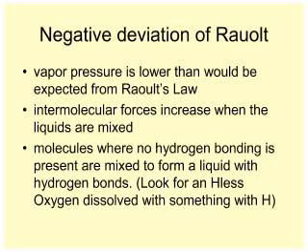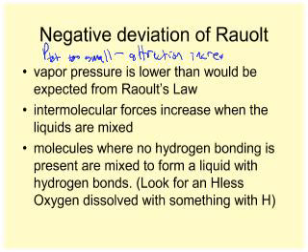Negative deviation of Raoult's law. Pressure total is, guess what? Too small. And why would that happen? Attractions increase. And that's really hard to make sense of. But you know how hydrogen bonding has to be hydrogen directly bonded to an oxygen, and then that increases the polarity? Well, this can happen when molecules where no hydrogen bonding is present are mixed to form a liquid with hydrogen bonds.